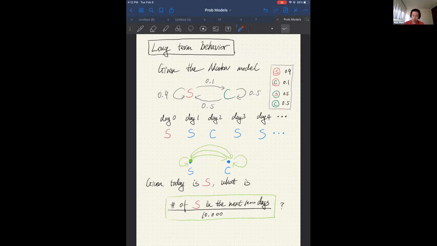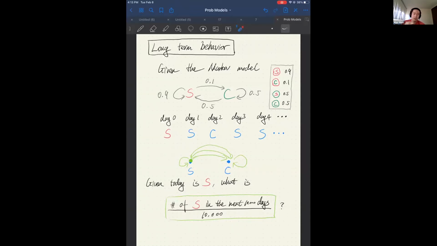All right. And of course, the 10,000 here, you can think about this as just any large number, right? It doesn't have to be 10,000. It could be like 20,000, etc.